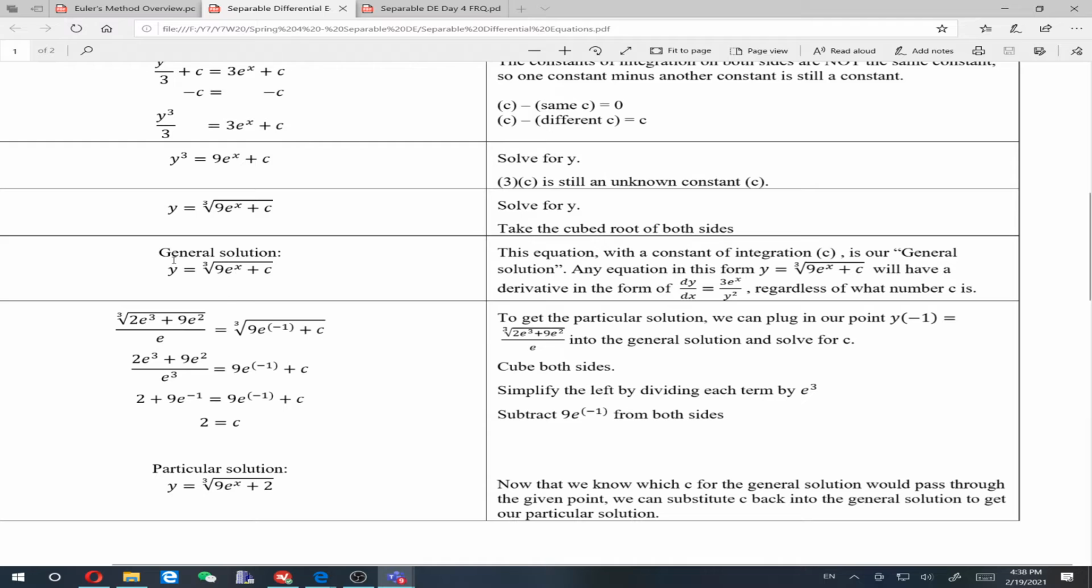So if I wanted to plug that in, I can substitute for y, substitute for x, and we should be able to solve for c, and then plug that back into our general solution in order to get our particular solution.